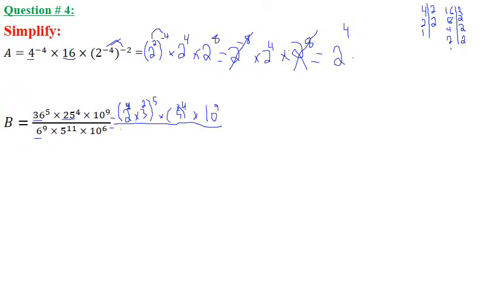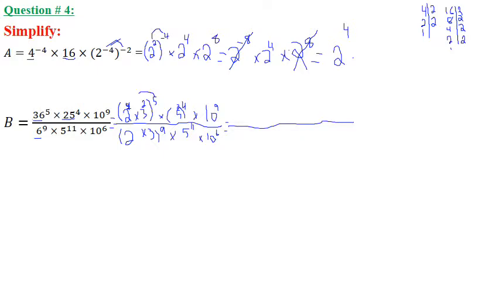6 as prime factors, it is (2 times 3) all to the power 9, times 5 to the power 11, times 10 to the power 6. Now let's get rid of the parentheses.